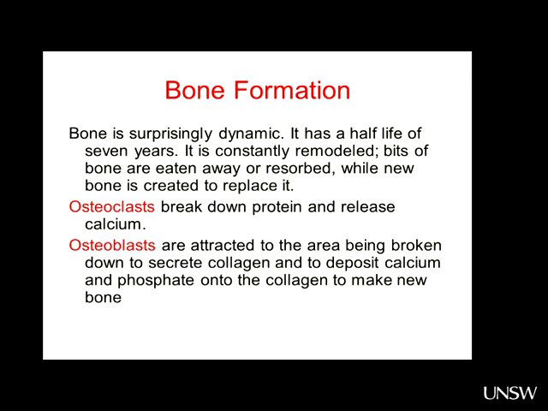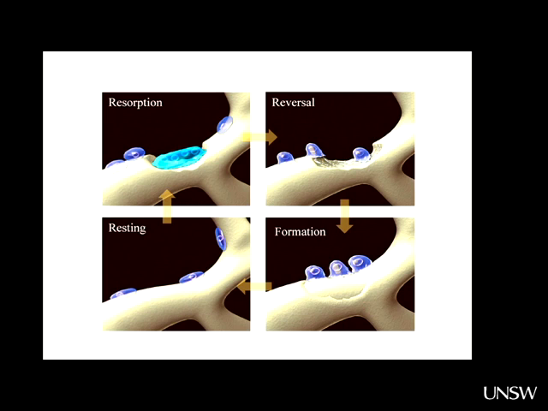Osteoclasts break down bone and release calcium, and osteoblasts, a good way of remembering it is B is build up, then go to the area broken down, secrete collagen, and deposit calcium and phosphate onto the collagen to make new bone. And this is a kind of picture of what the process is. So, in a sense, the osteoclasts make continual pits in the trabecular bone, and these pits attract the osteoblasts to build them up, and that's how you get new bone.